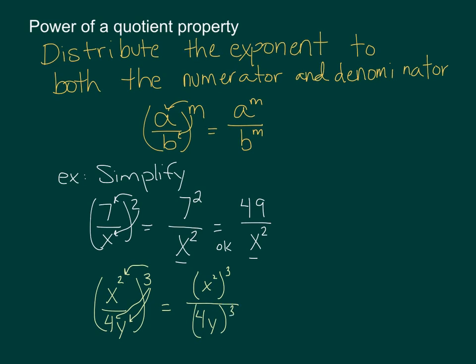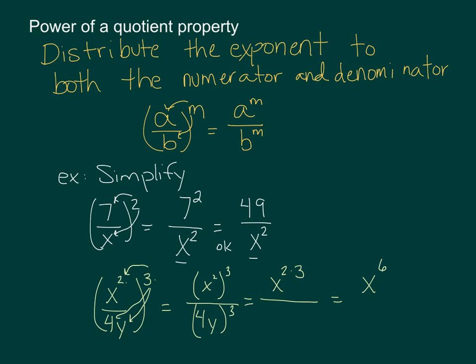Remember from our last video, x to the second to the third is like x to the second, x to the second, x to the second. That's going to give us x to the 2 times 3. I'm just doing the top, which is equal to x to the 6th. You could have also gotten that just by multiplying those two.